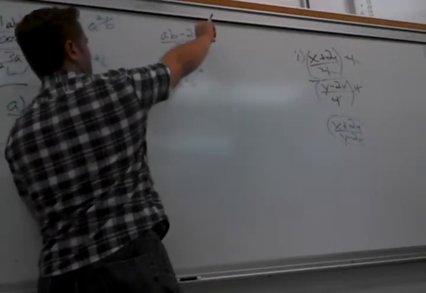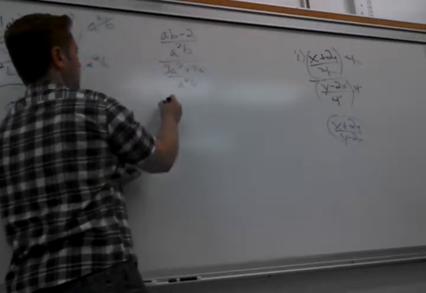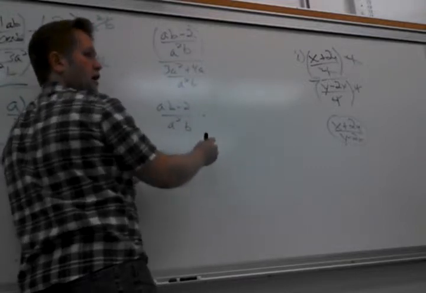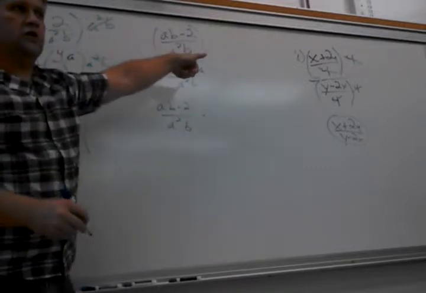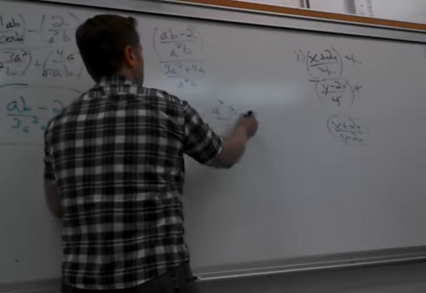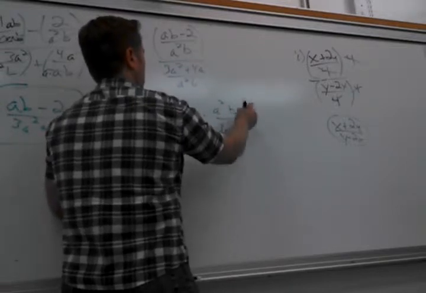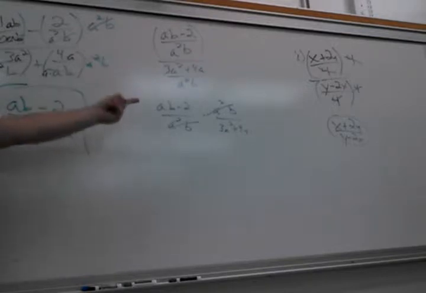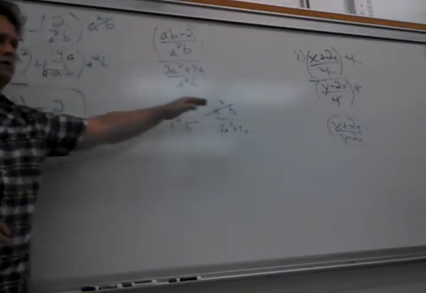And then you can write this division as multiplication. So it'd be ab − 2, it'd be this one, times a²b, the reciprocal. Then you can see that cancel. And you end up with the same answer. Right? That on top, that below, same thing.